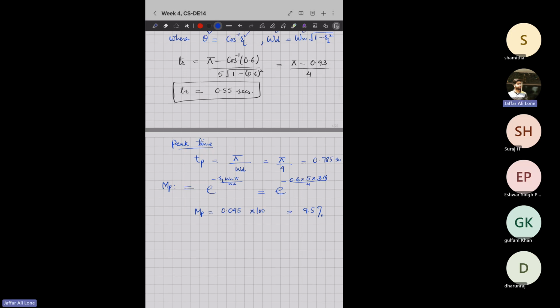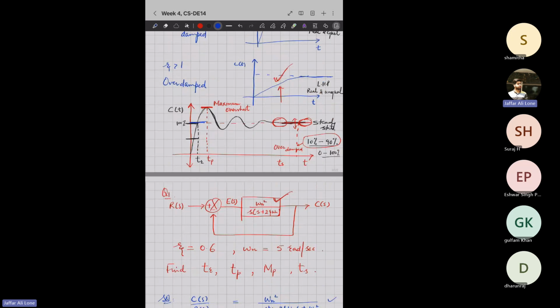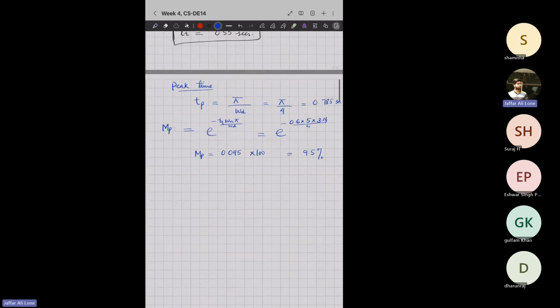So the system should have stopped here, but no, because of overshoot, it will go 9.5% more than its final value. Then what did I say? Settling time.